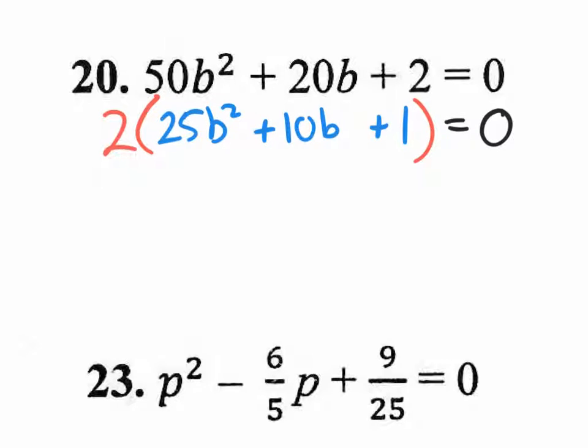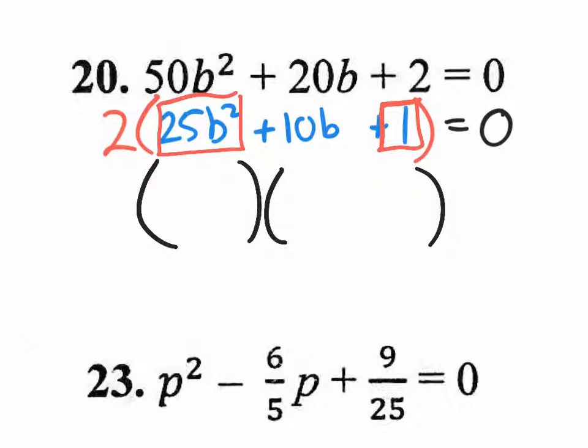Now, if you look at the inside right here, it's a quadratic trinomial in blue. And not only that, you have a perfect square term right there and a perfect square term right there. So you're going to square root both of them and plug them into your answer format. So the square root of 25b squared is 5b, and the square root of 1 is 1. So you have the binomial 5b and 1, 5b and 1.